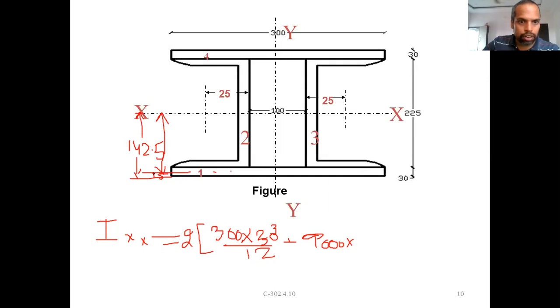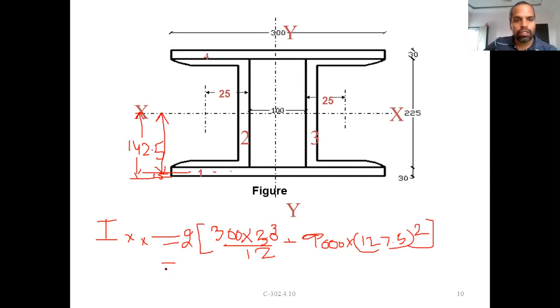So what is this distance? The distance will be 142.5 minus 15 mm, which is 127.5 mm, squared. That is nothing but your first figure, I mean figures 1 and 4.